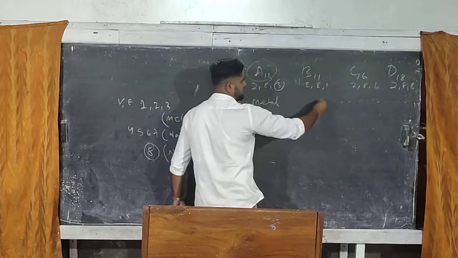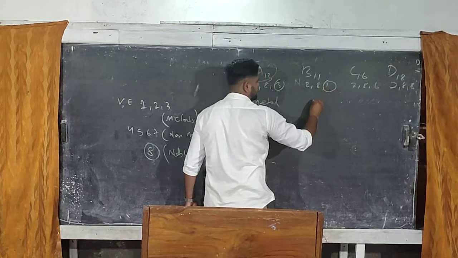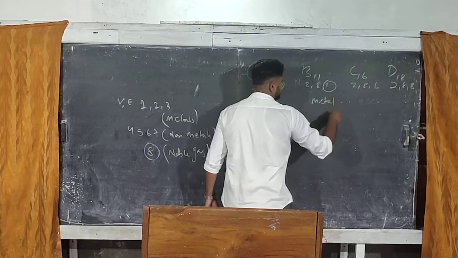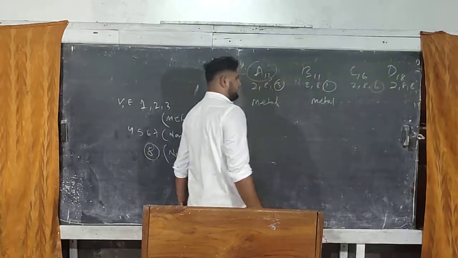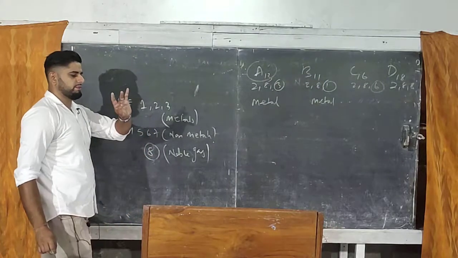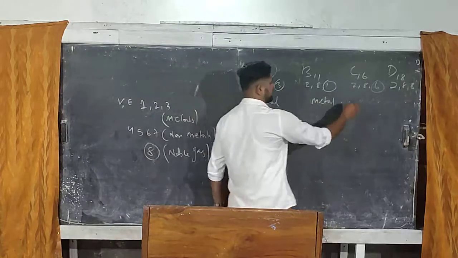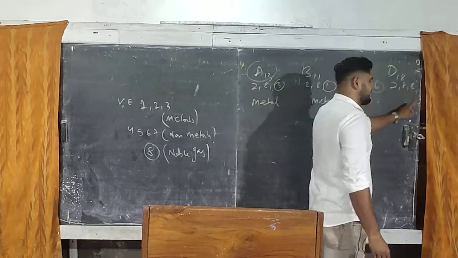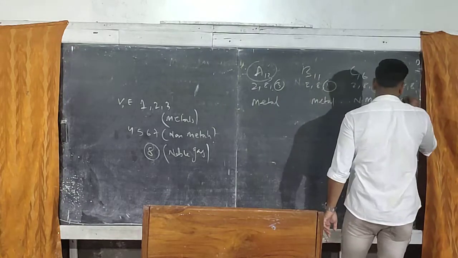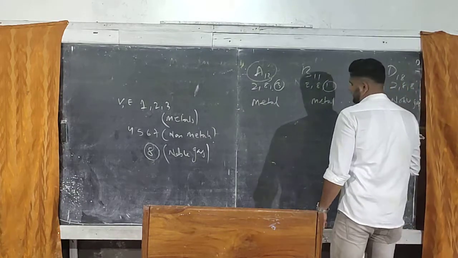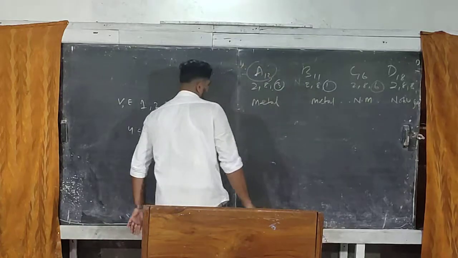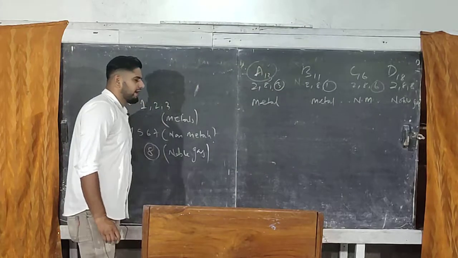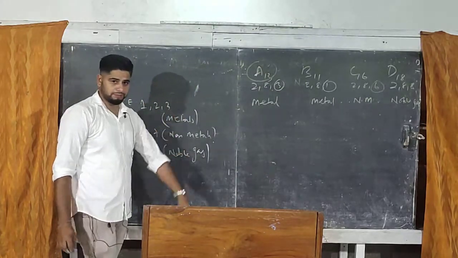B, 11, valence electron is 1, so this is also metal. Here valence electron is 6; 1, 2, 3 are metal, after that non-metal, so this is non-metal. Now valence electron is 8, this is noble gas or inert gas. Got it? In a very simple manner you can identify metal and non-metal.